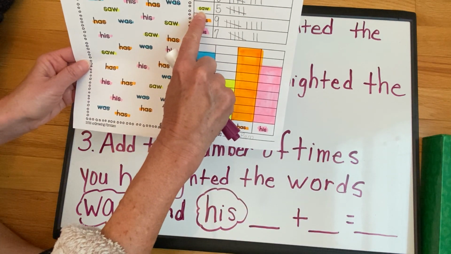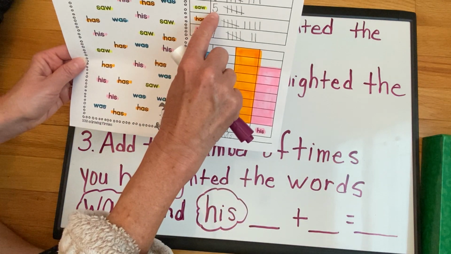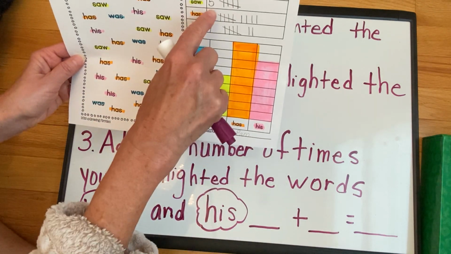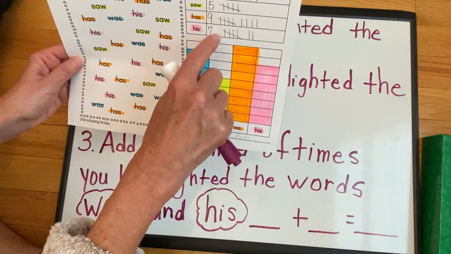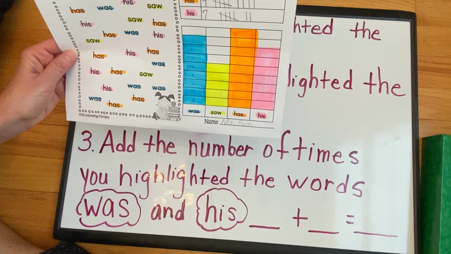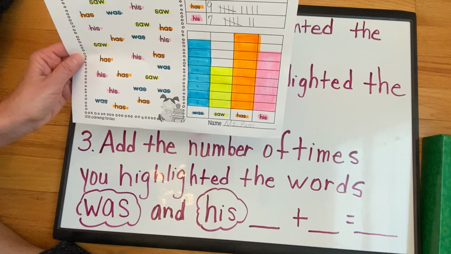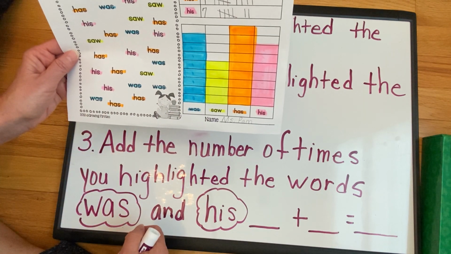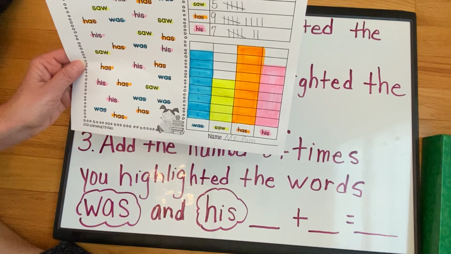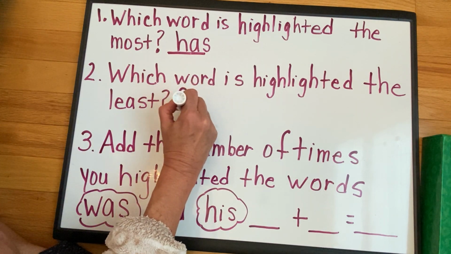If you pointed to the word saw, you are correct, because the number 5 is the smallest number. It is less than 8, 9, and 7. And I want you to look at your bar graph. Which bar is the shortest or the smallest or has the least amount colored? All of those words mean the same thing. They're right, it's the word saw. So I'm going to write the answer saw in the blank.